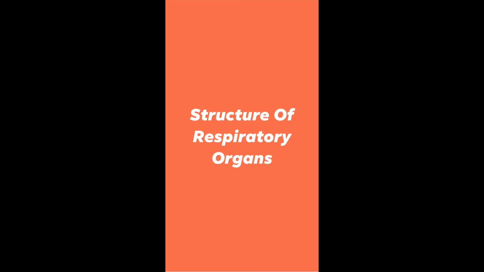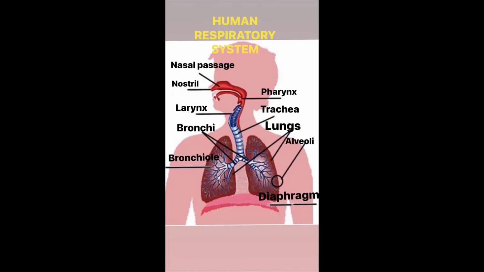So to carry air to these surfaces and also to take the air out of this area, there are passages and respiratory mechanisms. We will now study the human respiratory system in detail with the help of the figure in front of you. The figure shows the various organs of the human respiratory system, which are as follows: nostril, nasal passage, pharynx, larynx, trachea, lungs, bronchi, bronchioles, alveoli, and diaphragm.